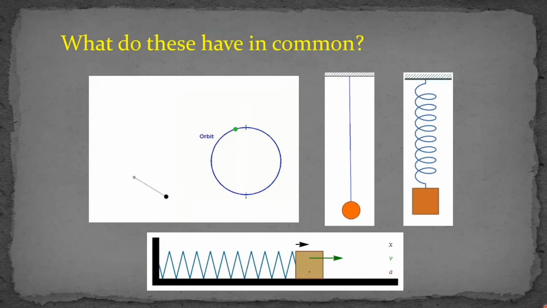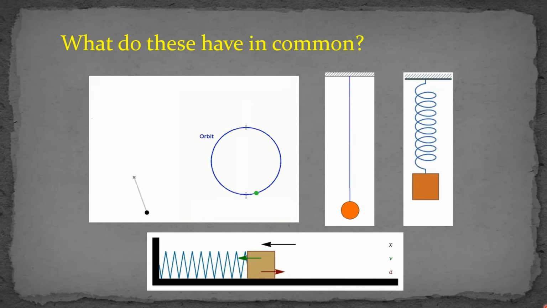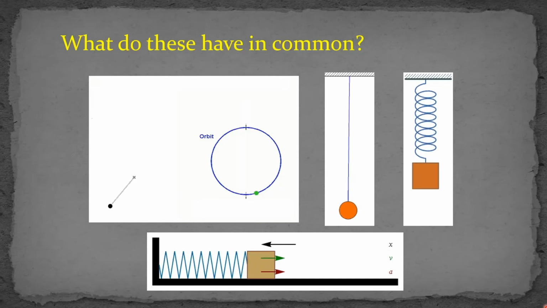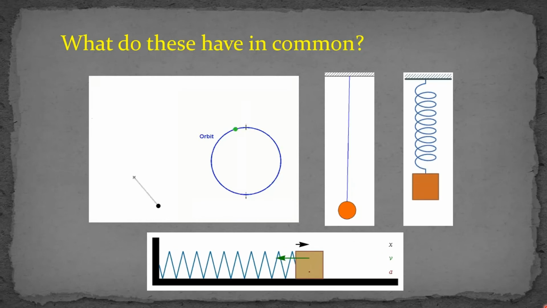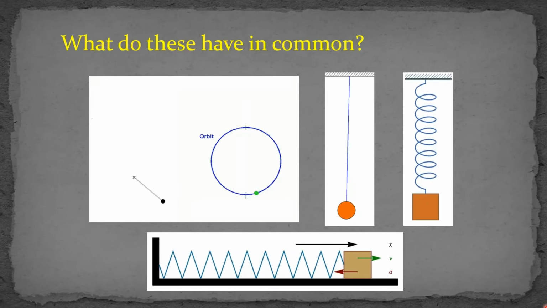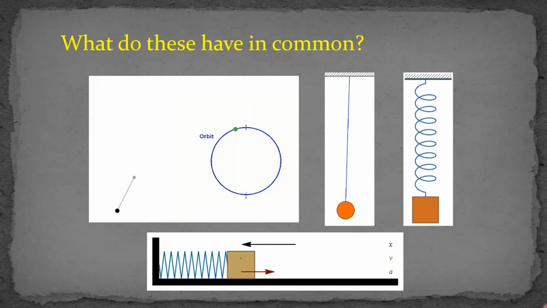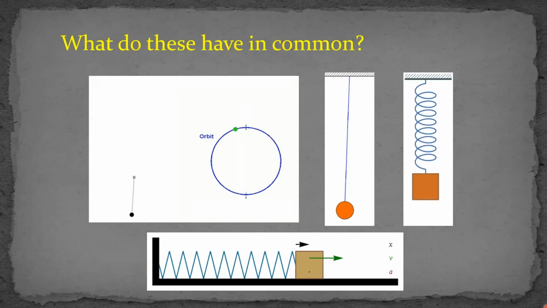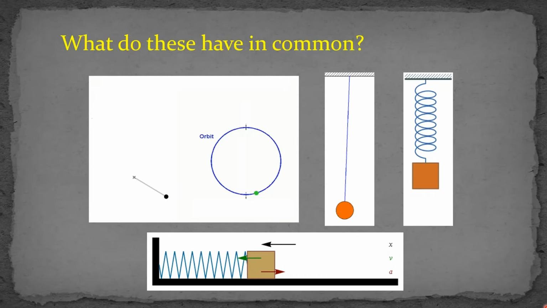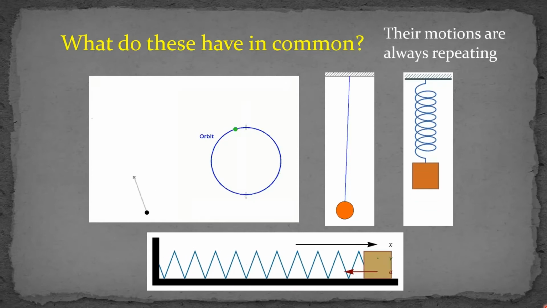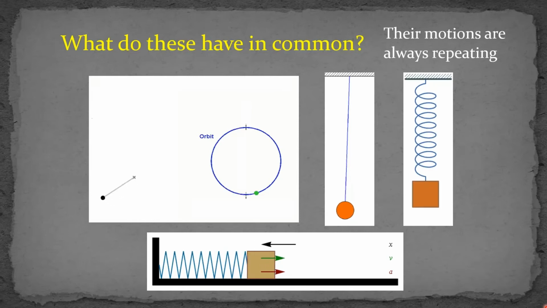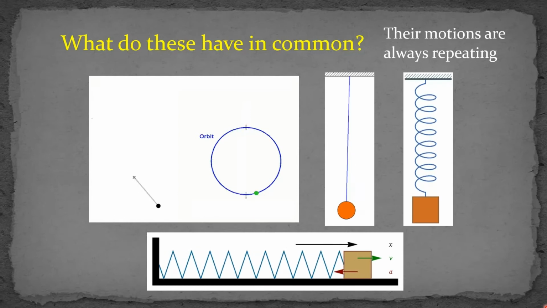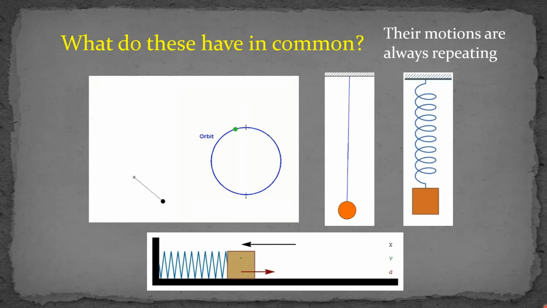Here I'm showing 5 different objects. They all have different types of motion, but there's at least one thing they all have in common. Give yourself a few seconds and try to pick out what that could be. What do these have in common? What I was trying to show is that their motions are always repeating. So if you watch all of these, they have different types of motion, but it's all repetitive. It just keeps repeating over and over again.